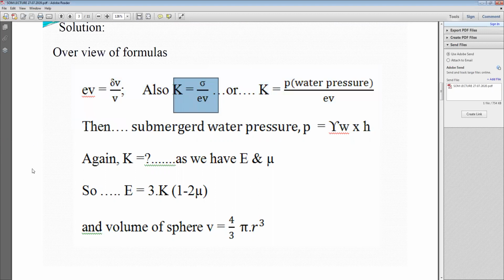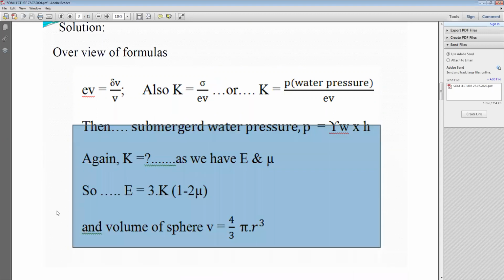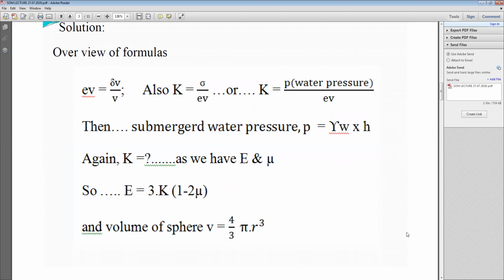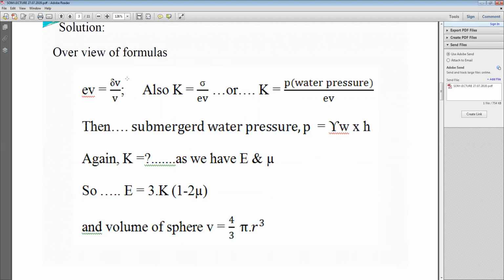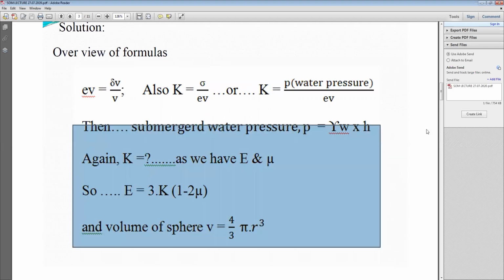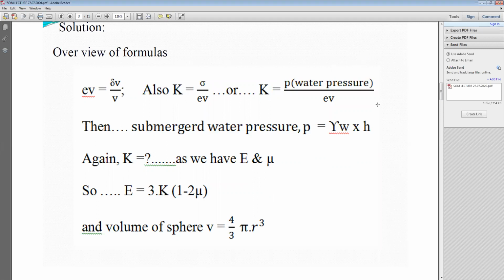With respect to fluid mechanics and with respect to strength of materials, we have to consider the ratio first, and after calculating the bulk modulus ratio, we can calculate the delta V. With respect to fluid mechanics, capital K is equal to the water pressure divided by the volumetric strain. This is the formula for the bulk modulus. With respect to strength of materials, direct stress divided by the volumetric strain gives us the capital K.